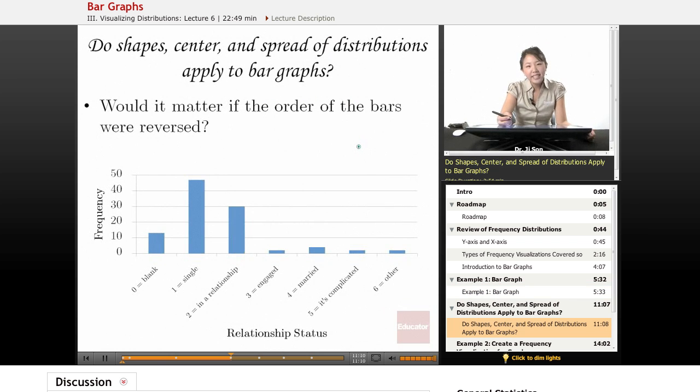All right, now let's take that example. I've just copied and pasted it on here. Let's look at whether shape, center, or spread of distributions that we've looked at before apply to bar graphs. Now let's think about this.